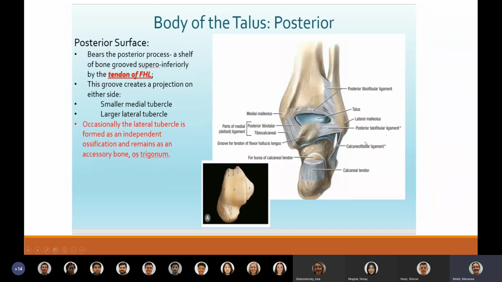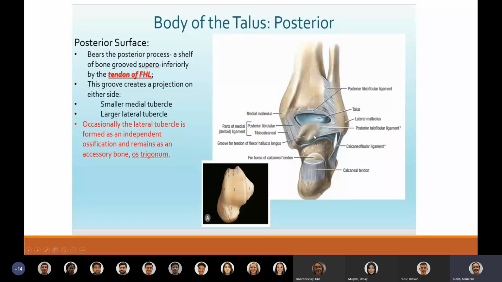Posterior surface is important. High yield, they will ask questions about it on the boards. The one question they ask very often is about the posterior process of the talus. Okay, the posterior process, what is it? Okay, it's basically a shelf of bone that is grooved from top to bottom. So here's the shelf of bone, and here's this shelf. There's a groove from top to bottom, okay? And this groove is where the tendon of flexor hallucis longus runs. It's a major board question. It could be presented in a couple of different ways.